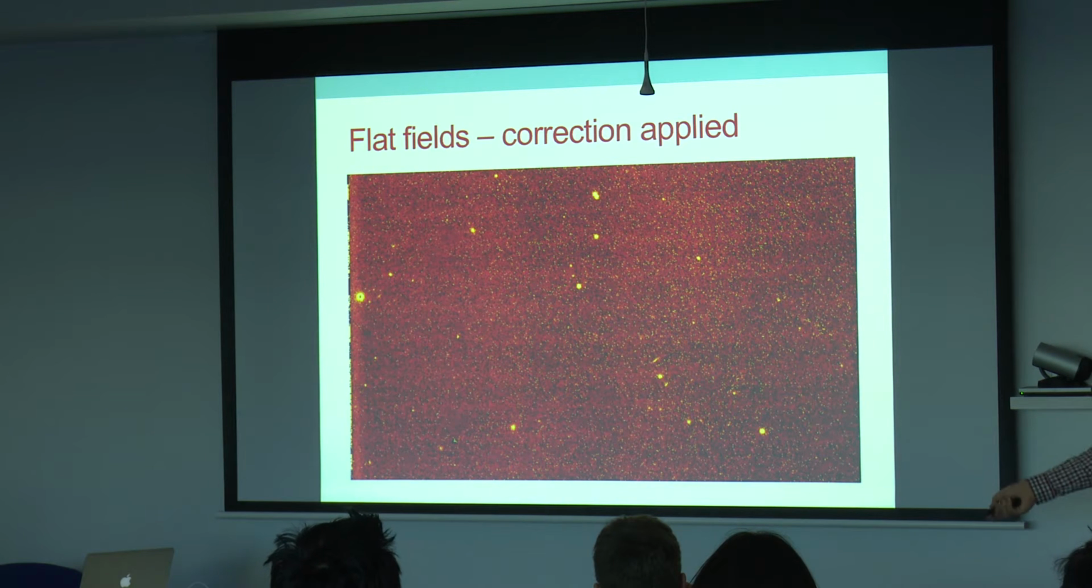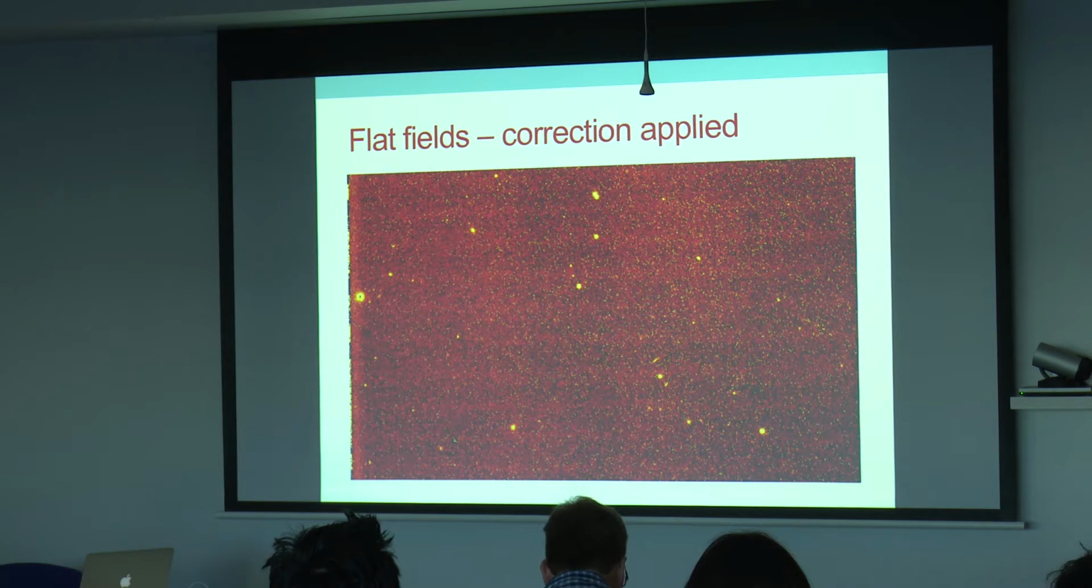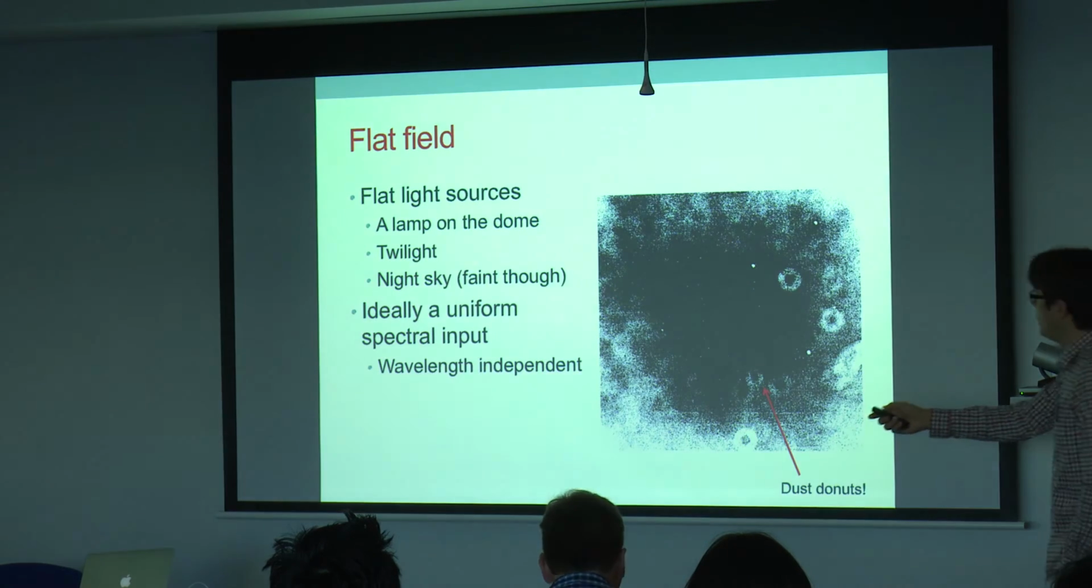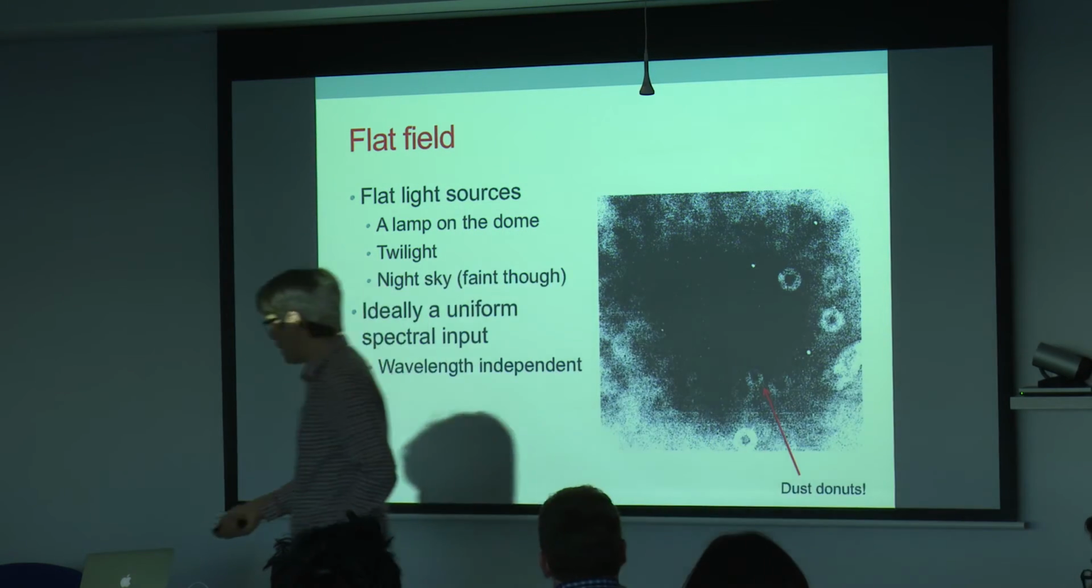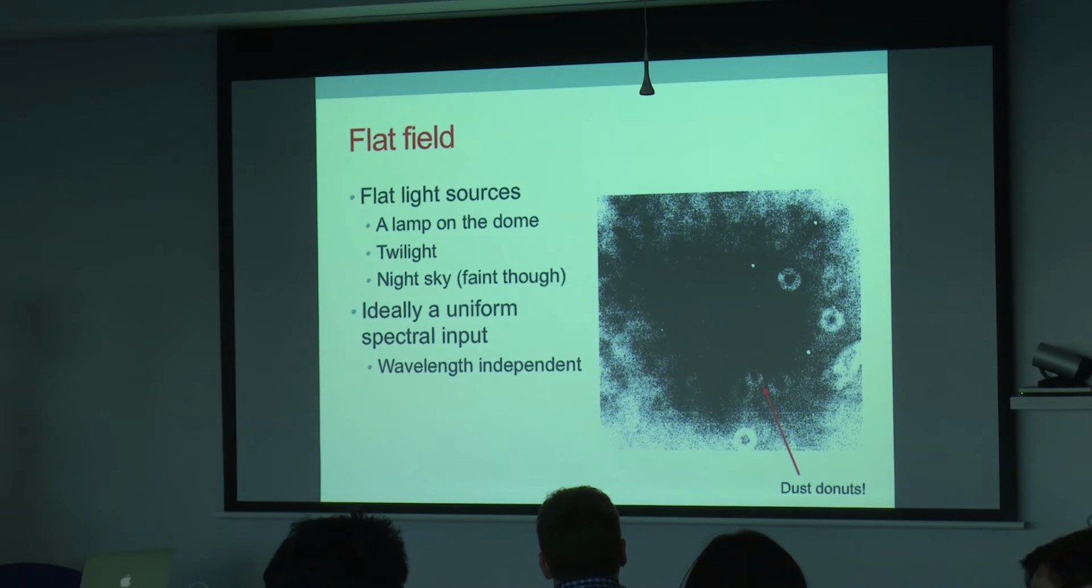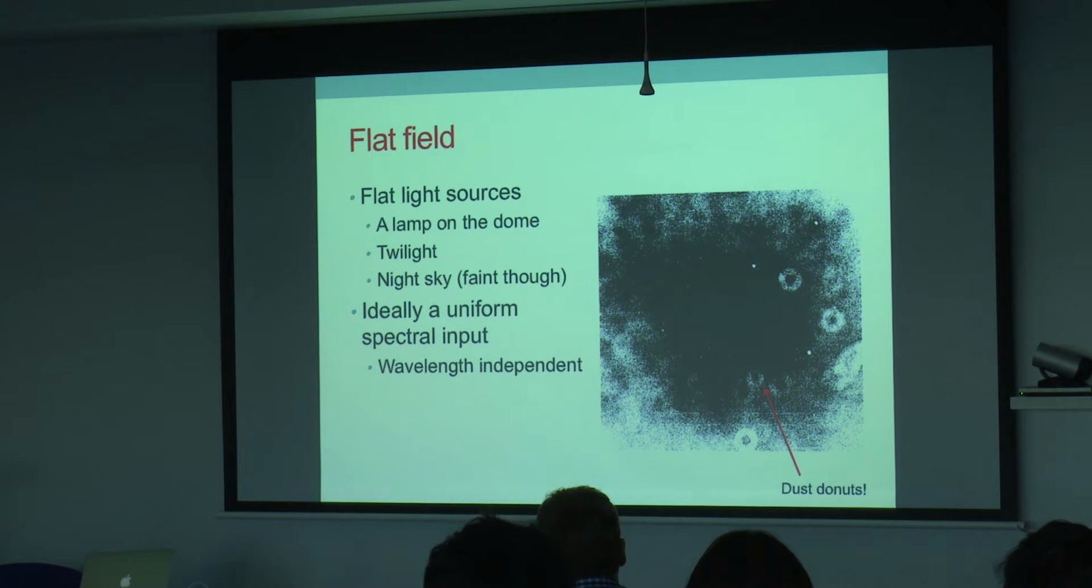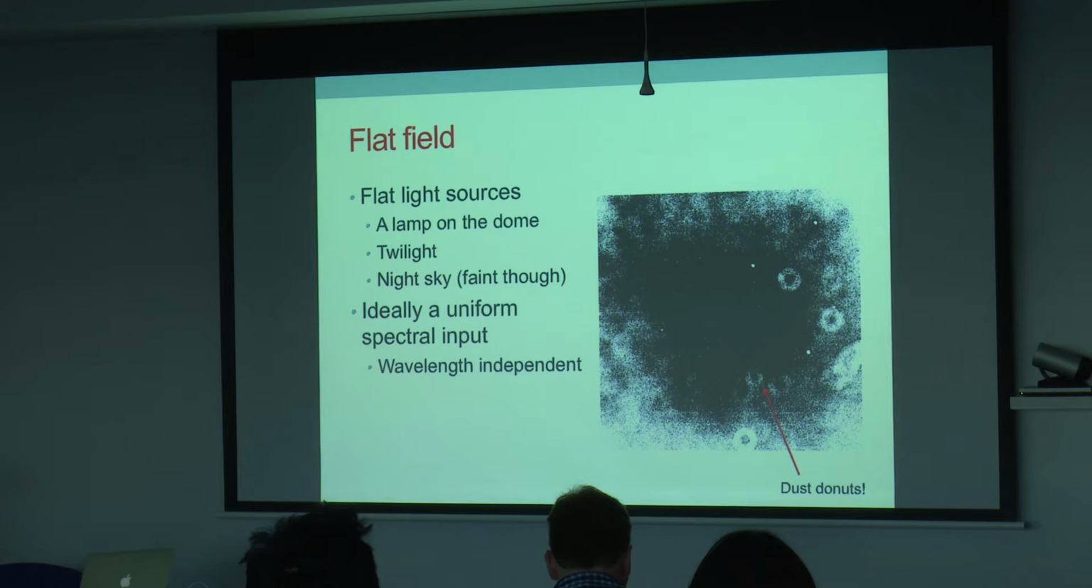This is with the correction applied. You can still see some structure, so it's actually very challenging to produce a perfect flat field. You can see the big regions out here, but you still have to do your best attempt at that. How do you actually capture a flat field? There's a few different ways. You can have a lamp on the side of the dome wall, use the twilight, or actually use the night sky itself.